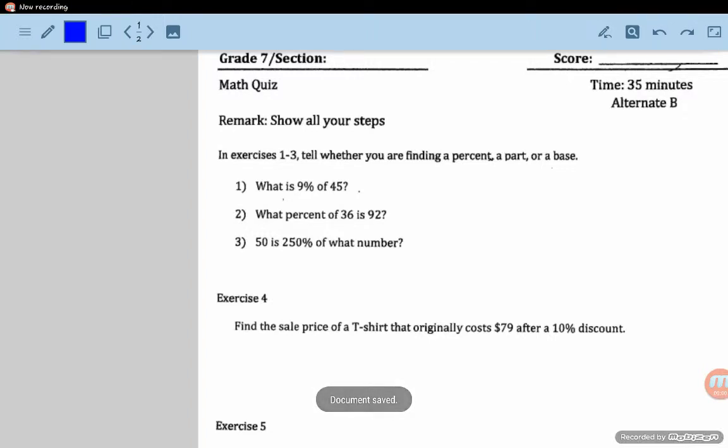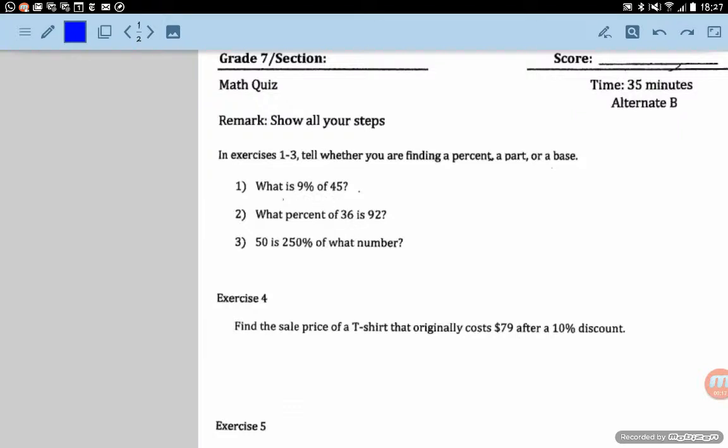Bismillah ar-Rahman ar-Rahim. Now we are going to begin the algebra lesson. The lesson is percent. Now we are going to begin with the first question.